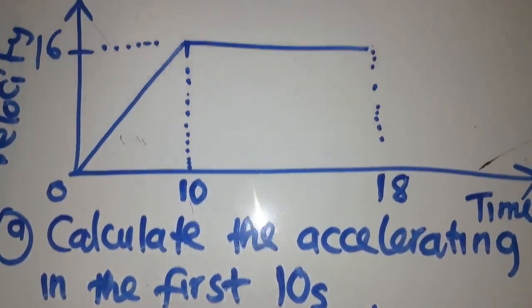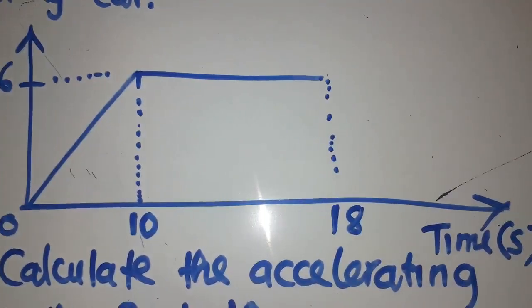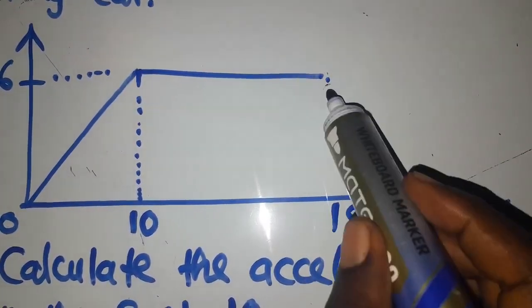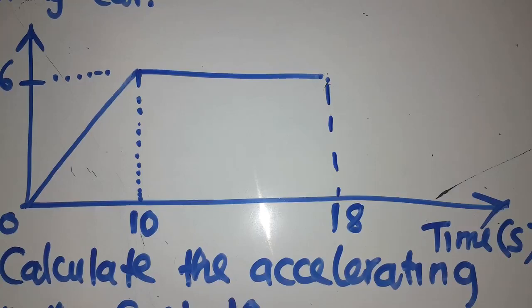Let's see how we can answer this question. This is a question here. This thing here is straight like this, falling at 18. So let's see how we are going to answer this question. Thank you so much.